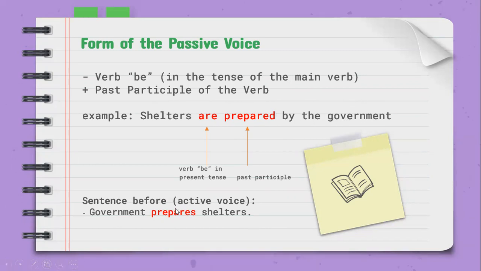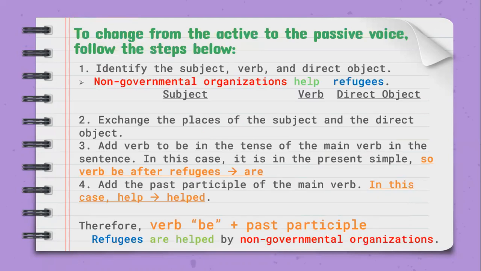Now let's look at the part highlighted in red, which is the verb to be plus the past participle of the verb, and how we changed it. So we said we go back to the active voice. What's the verb here? It's prepares. It's written in the present simple. So verb to be should be written in the present simple tense. What's verb to be in the present simple? Is or are. Shelters is plural, so shelters are. And then prepare, past participle, it's a regular verb, I just add ed, so prepared. Okay? So that's all about how to form sentences in the passive voice.